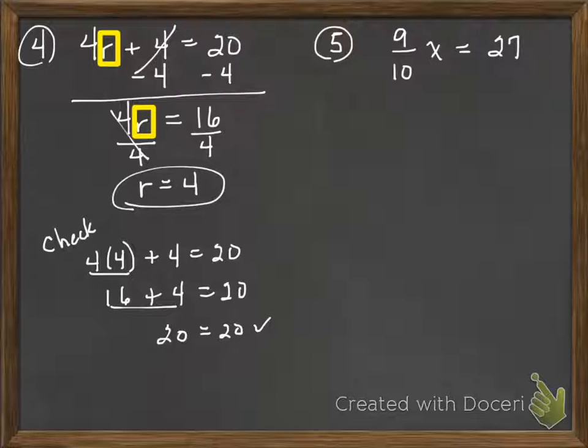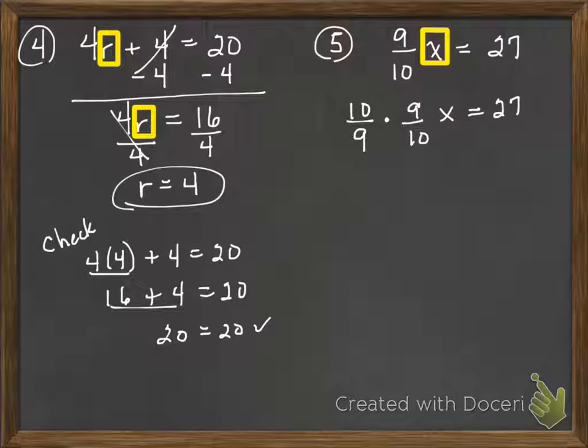In number 5, we're solving for x, and x is being multiplied by 9 over 10. So anytime your variable is being multiplied by a fraction, you can just multiply by the reciprocal of that fraction. So we're going to multiply both sides of the equation by 10 over 9. So the 10's cancel and the 9's cancel. We're solving for x, and we get x on the left-hand side. You can use your calculator if you want to do 27 times 10 over 9.